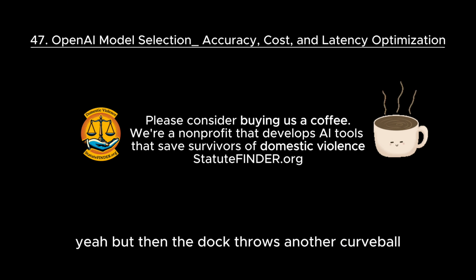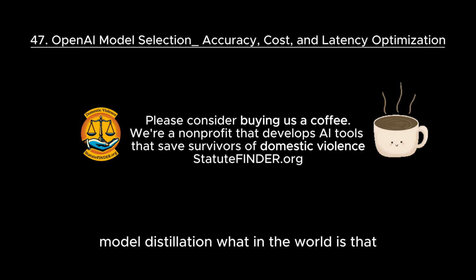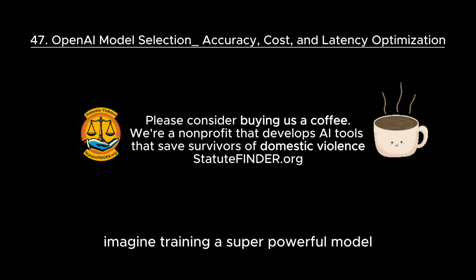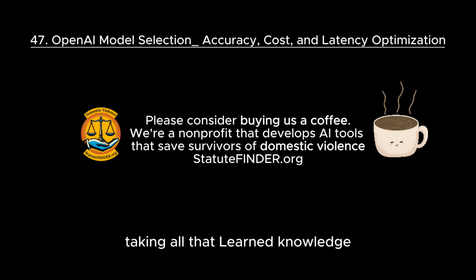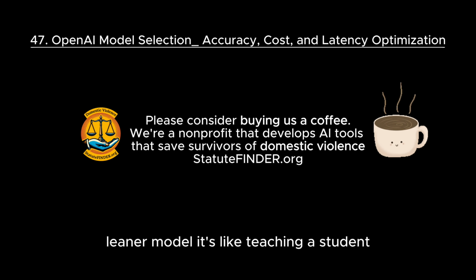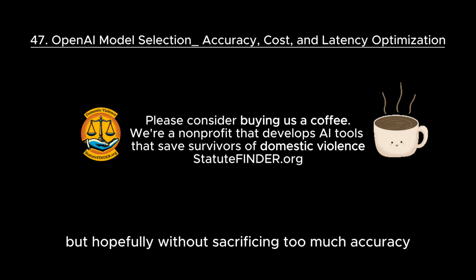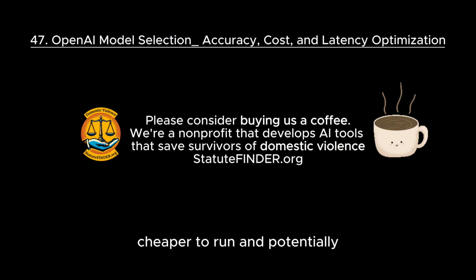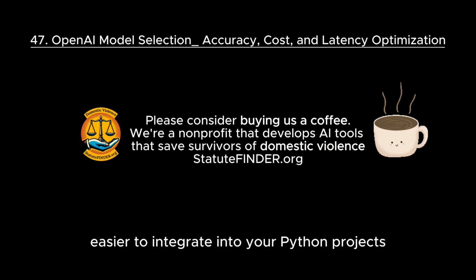Yeah. But then the doc throws another curveball, model distillation. Right. What in the world is that? I mean, is this some secret AI alchemy? It's a cool technique, actually. Imagine training a super powerful model, but it's a resource hog to run. Model distillation is like taking all that learned knowledge and transferring it to a smaller, leaner model. It's like teaching a student the essence of what the master knows. So you're essentially creating a mini-me version of the big expensive model, but hopefully without sacrificing too much accuracy. Exactly. That smaller model becomes faster, cheaper to run, and potentially easier to integrate into your Python projects.